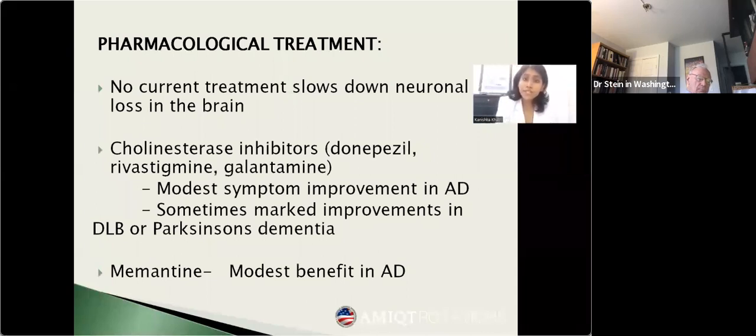There is no current treatment which can slow down the neuronal loss in the brain, but some anti-dementia medications may provide modest benefit for cognitive symptoms in some types of dementia. So the cholinesterase inhibitors, for example donepezil, rivastigmine, and galantamine, give modest symptom improvement in Alzheimer's disease. Sometimes they also result in marked improvement in other kinds of dementia, like dementia with Lewy bodies or Parkinson's dementia. And finally, there's another drug called memantine, an NMDA receptor antagonist, which has been shown to give modest benefit in moderate to severe Alzheimer's disease.